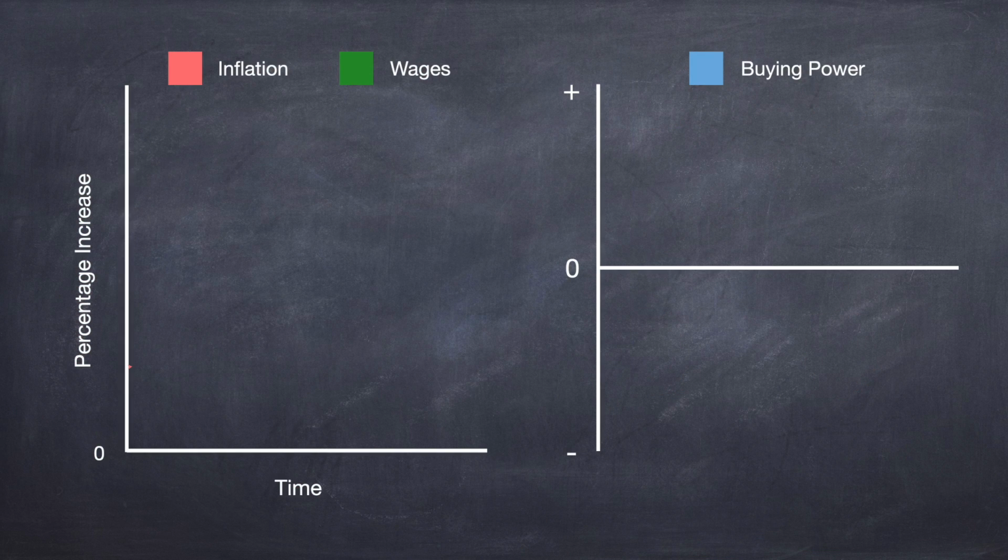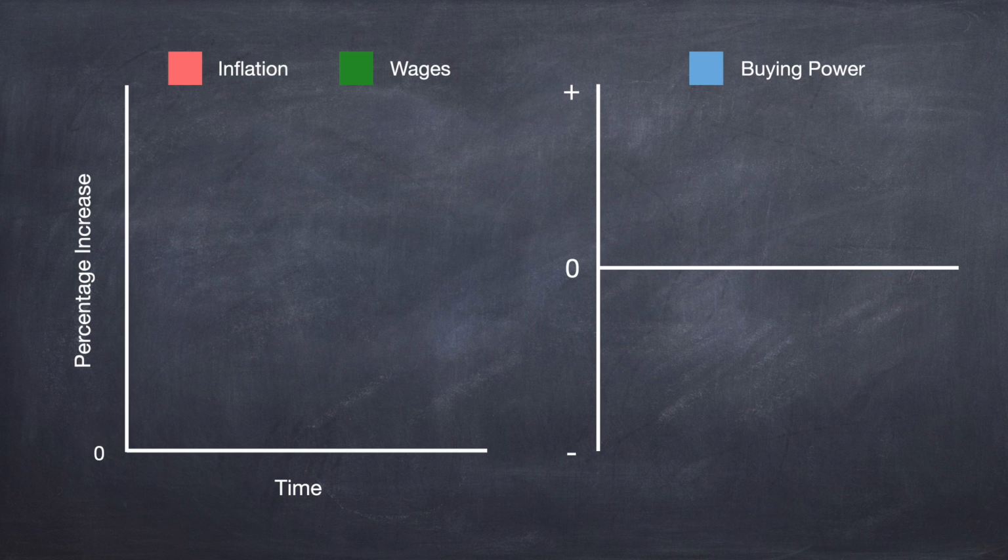Let's look at a few more examples here, and let's say that it looks like this, where inflation goes up a lot, but your wages also went up a lot. In this scenario, your buying power would still look like this. Even though both went up a lot, they both went up at the same rate. So again, your buying power is not going to be too affected by that.